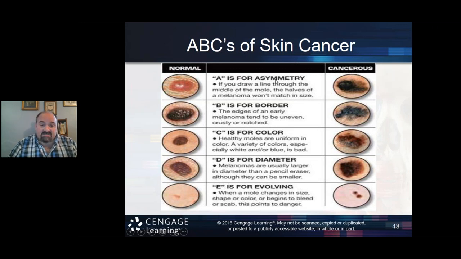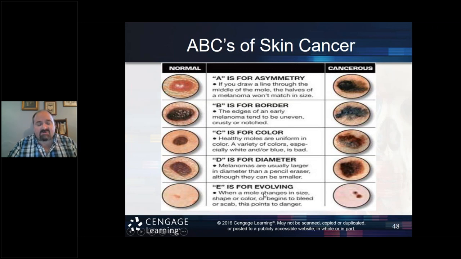So A for asymmetry, so asymmetrical border. So you see here that there's a symmetry in the borders. Here there's an asymmetry to the border. B for the border itself, you're seeing here that it's even hard to see the border here. You can see it here, but it's irregular. That's not good. The color, right? White, blue, not so good as far as colorations are concerned, okay? Diameter, if it's larger than a pencil eraser, that's also a concern.